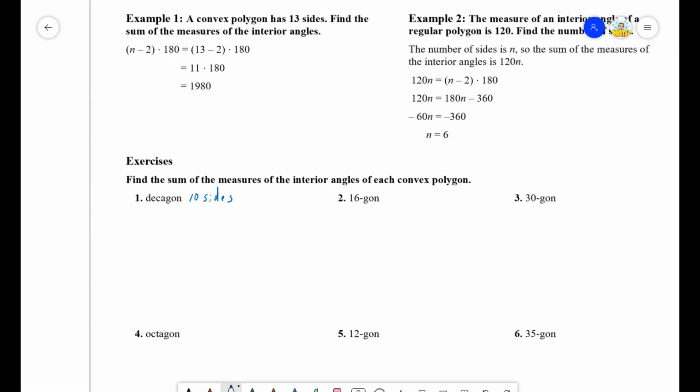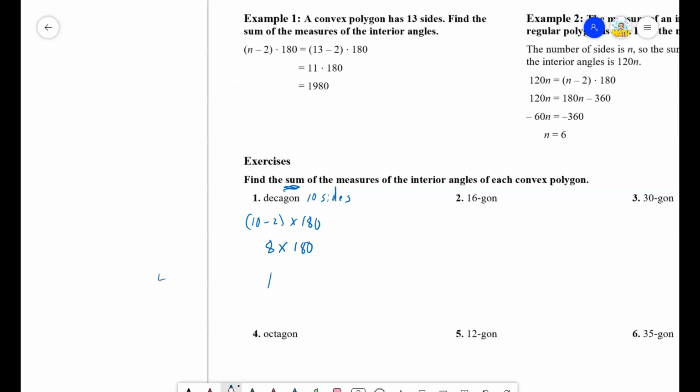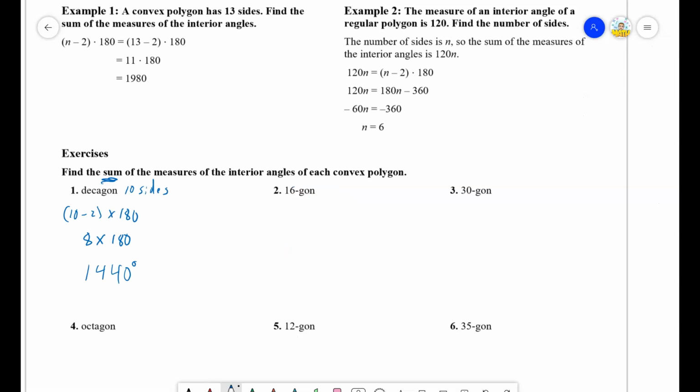And this is going to be 10 minus 2 times 180 when they want the sum of the measures of the interior angles. So this would just be 8 times 180, and we use our calculator at that point. If we drew a decagon, we could also see that there would be 8 triangles in it, and that would be 1,440 degrees.